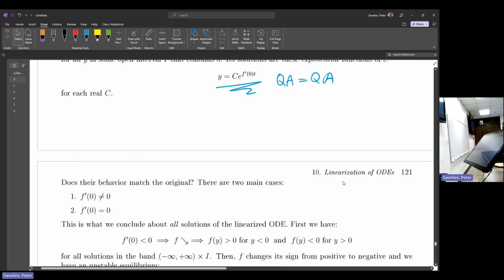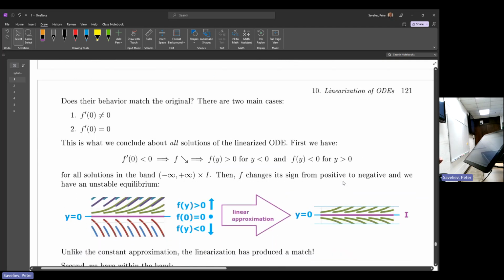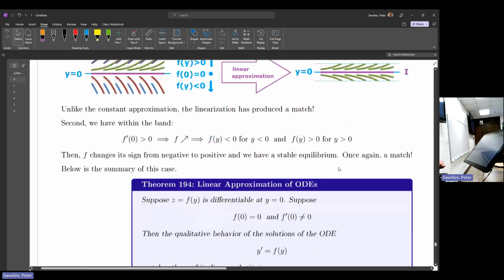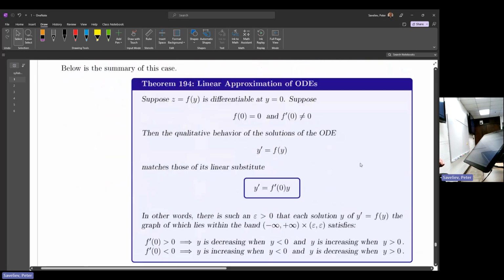Once again, the zeros, non-zeros, that's the qualification. And that's how linearization works. In this particular case, the function is equal to 0, and above it's positive, below it's negative. Once you linearize and solve it, as you can see, there's a total match of the behavior on the left and on the right. So it's the same function.